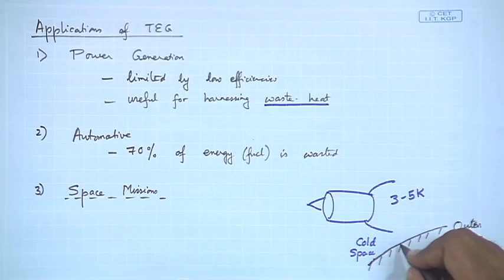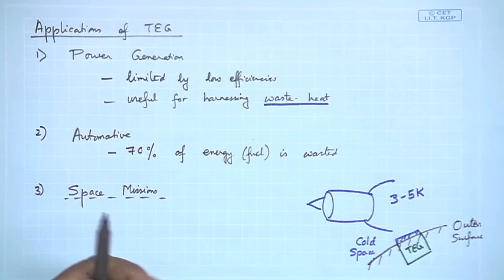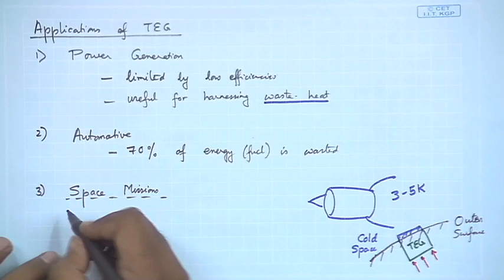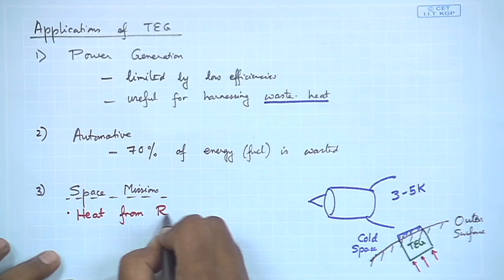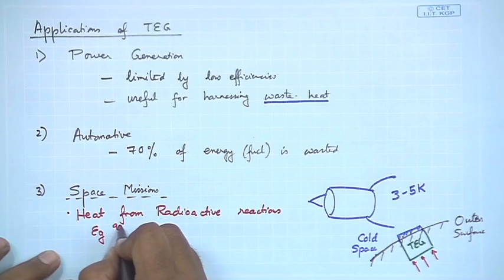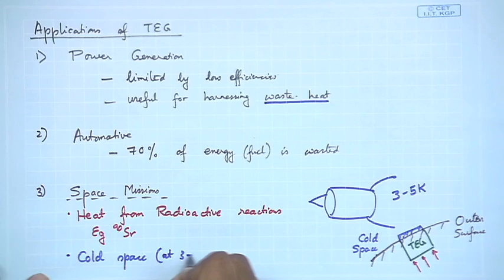Now, let us say I put a thermoelectric generator over here. So, the cold end is already taken care of. This is cold space. On the hot end, the heat source is given over here, and this comes from the radioisotopes, the heat from radioactive emissions. Okay. So I would say heat from radioactive reactions, for example, strontium 90. So this is how it works. On one end, the cold space at 3 to 5 Kelvin provides the cold junction.